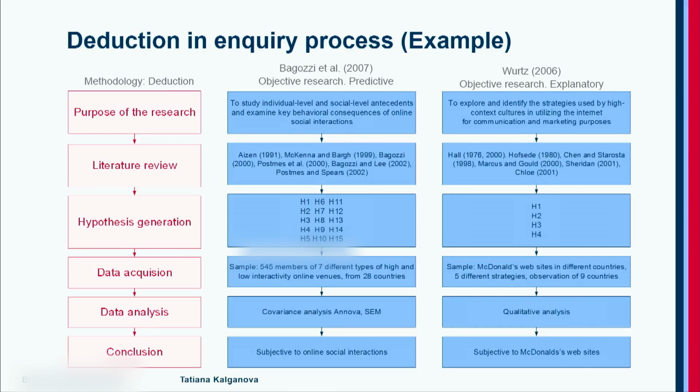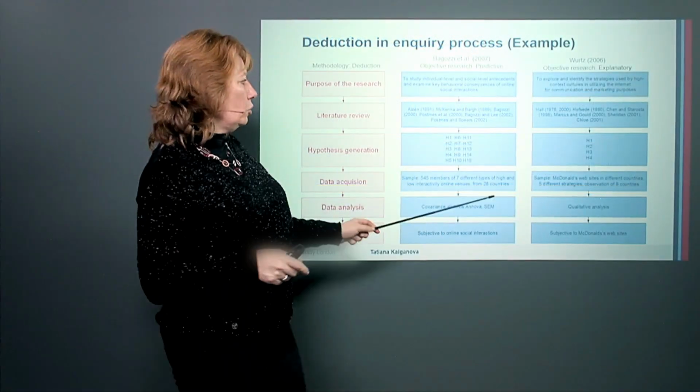The aim of the paper was to explore and identify the strategies used by high context cultures in utilizing the internet for communication and marketing purposes. Looking at the literature review, we have exactly the same problem. The paper was published in 2006, but the years which have been used for literature review are not very adequate, and it is worth double checking whether all the literature review has been used to discuss this point. First of all, we have a gap between 2006 and 2001. We have again 5-year gaps, which have not been covered in the literature review.